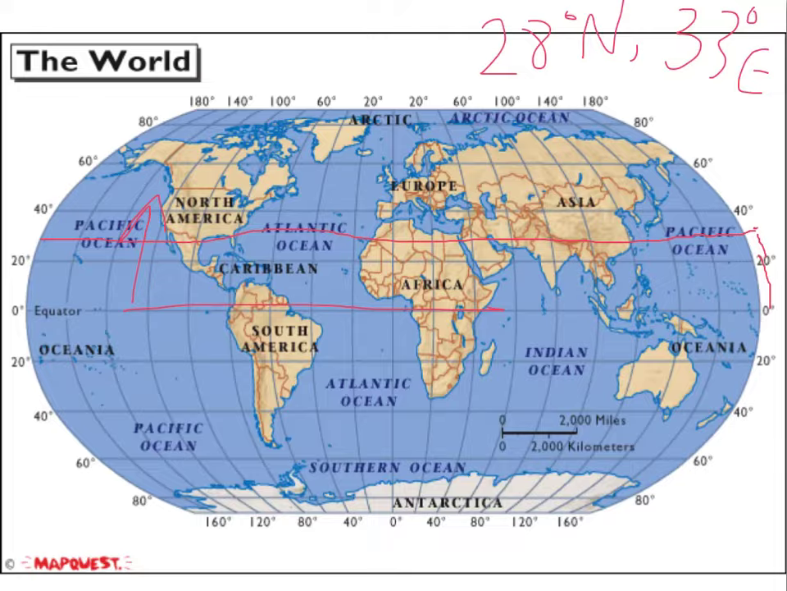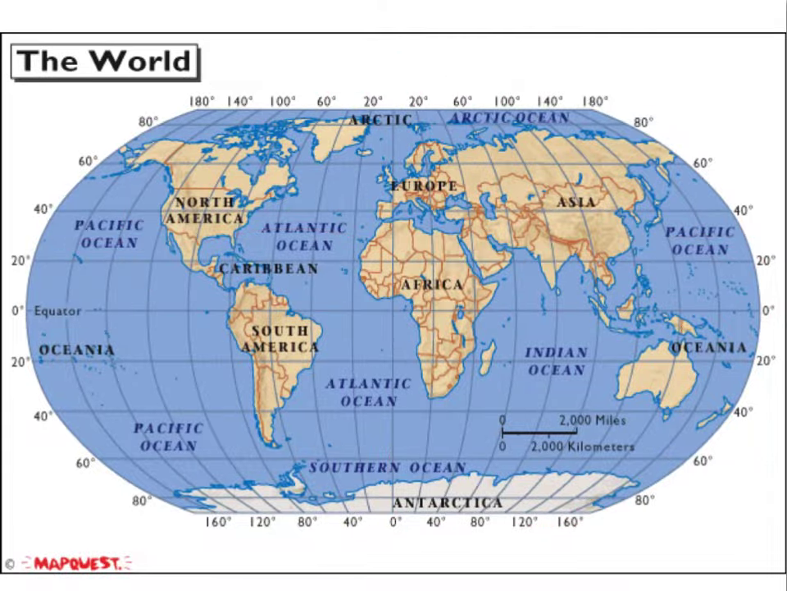Next, 33 degrees east. Since it's to the east of the prime meridian, we know it is over here. So, 33 degrees east. Here's the 20 degree mark. Here's the 40 degree mark. It's a little bit towards the 40 degree mark, a little bit more than halfway there. So it's probably around here, 33 degrees east. Aha! What is that? That looks about like Cairo. That wasn't so hard.